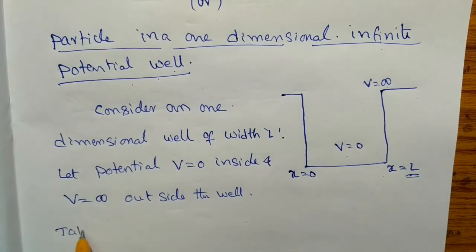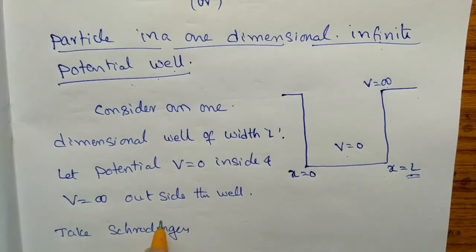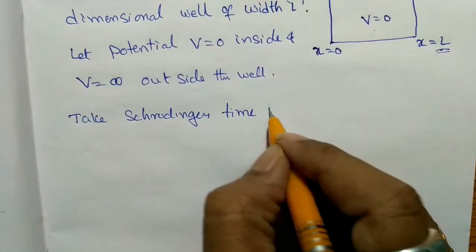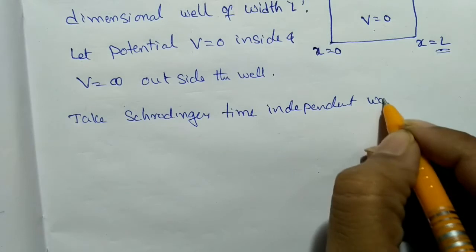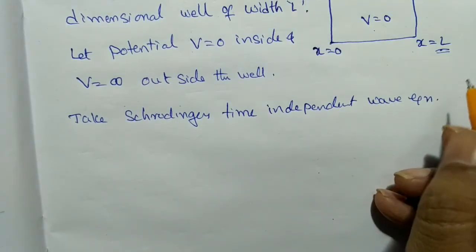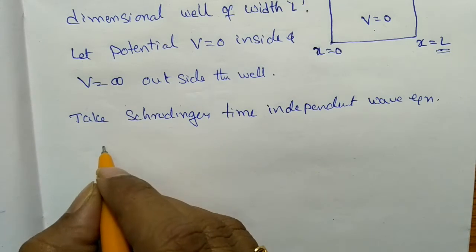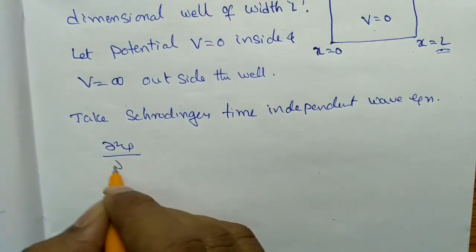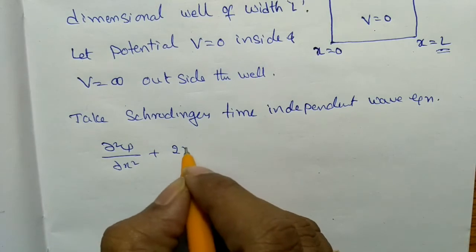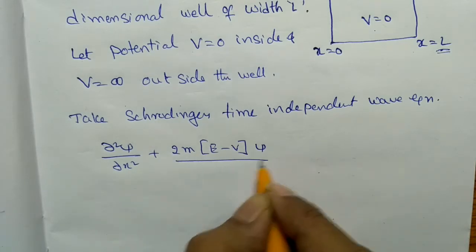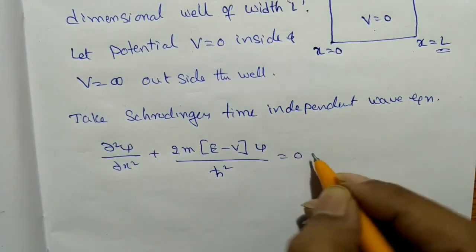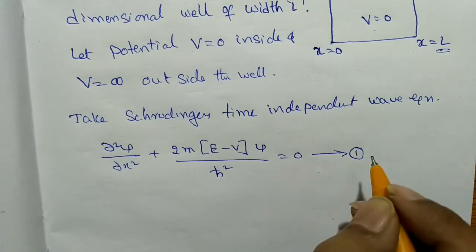Now take Schrodinger's time independent wave equation. It is dou square psi by dou x square plus 2m into (E minus V) into psi by h cross square is equal to 0. This is the equation.